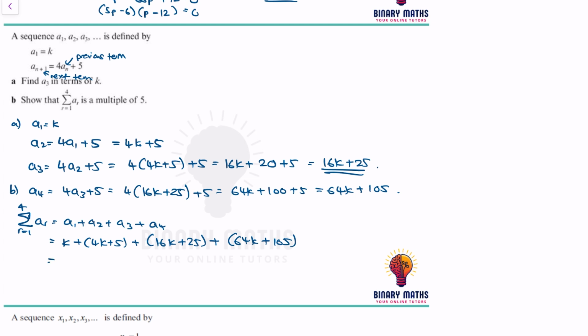Now if I collect all the K's together, I get K plus 4K plus 16K plus 64K, which is 85K. All the constants give me 5 plus 25, which is equal to 30. 30 plus 105 is 135. Now I know this is 5 times something: 85 is 5 times 17, so 5 times 17K plus 27. Therefore, because I can express it as 5 times something, the sum of AR from R equals 1 to 4 is a multiple of 5.